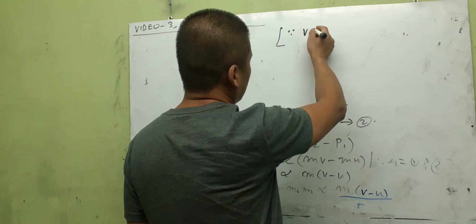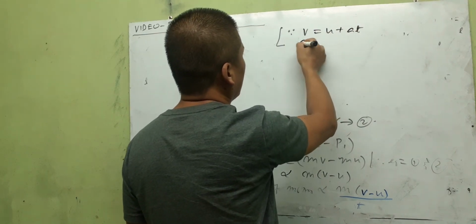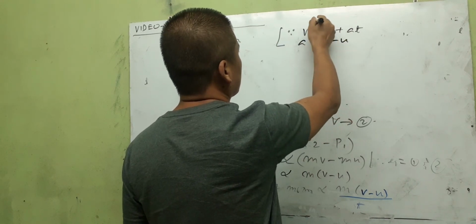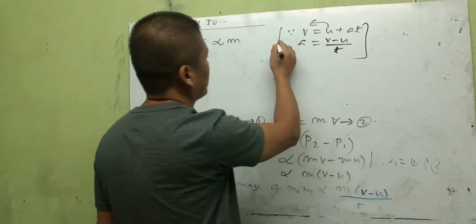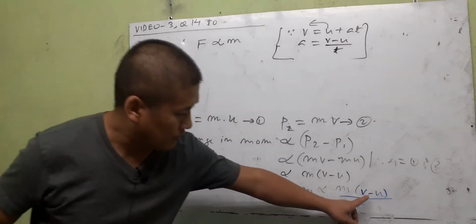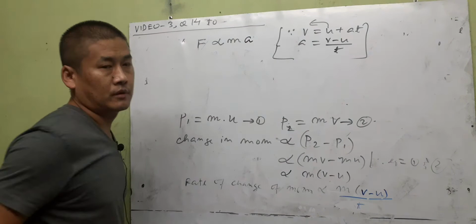Since we know v is equal to u plus at, we know that a will be equal to v minus u, with u going to this side as minus u, divided by t. We know this from our first chapter of motion: a is v minus u by t. So here v minus u by t is a, so we can replace it by acceleration.